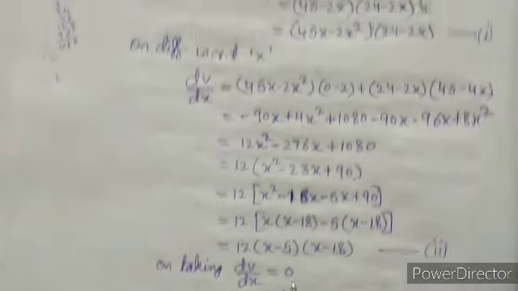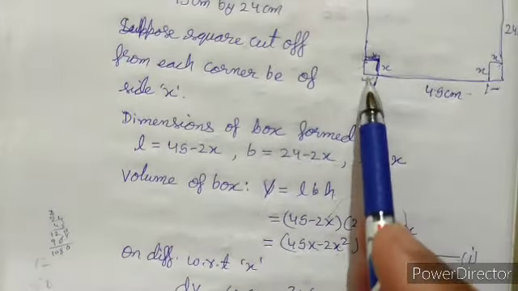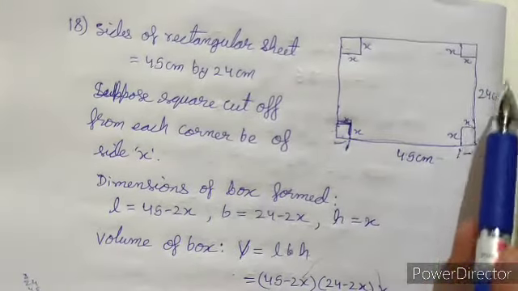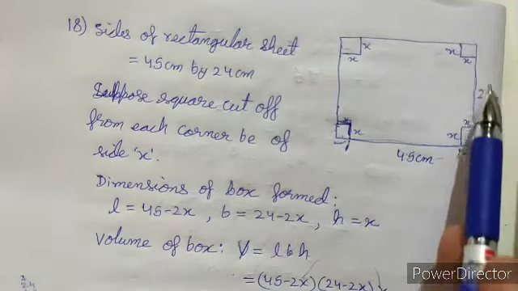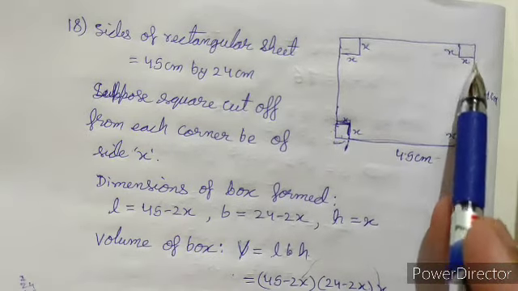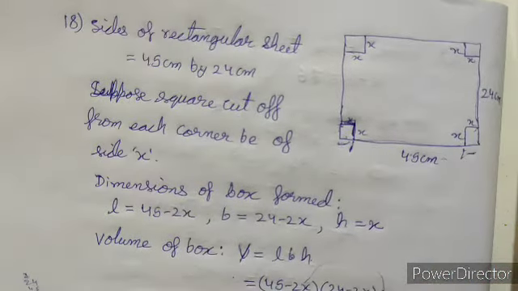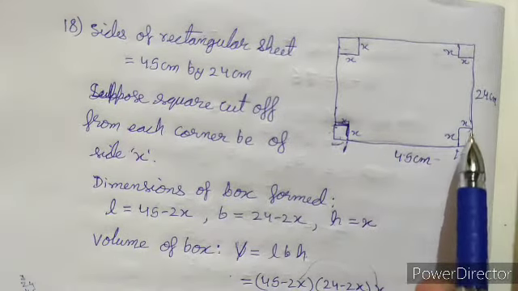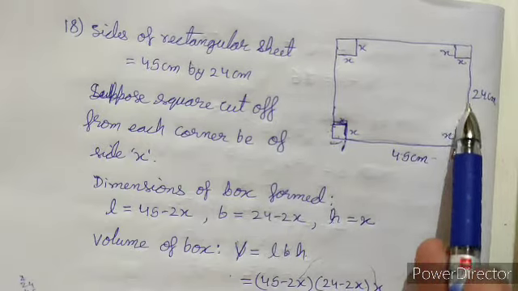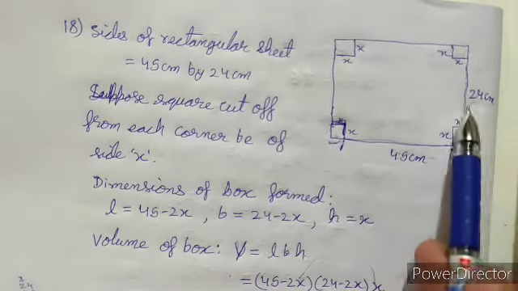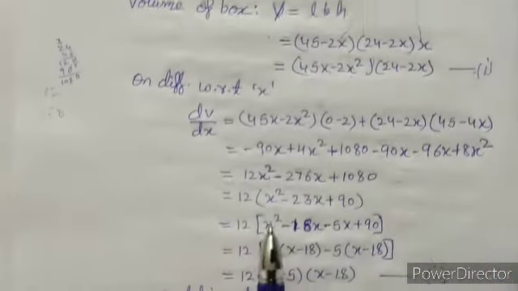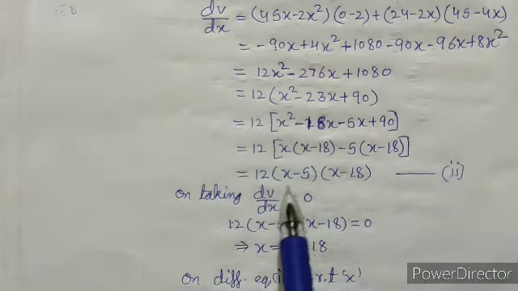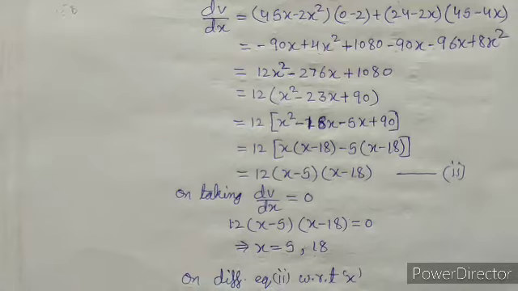Now as we see here, x cannot be equal to 18, as 18 plus 18 will be equal to 36, and 24 minus 36 is not possible. We cannot cut a length of 36 centimeter from a length of 24 centimeter. So we will check whether the volume is maximum or minimum at x equal to 5.